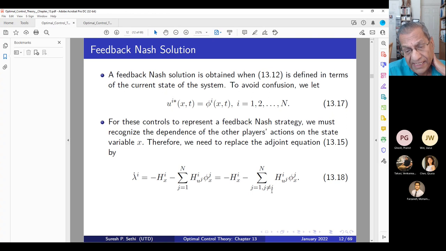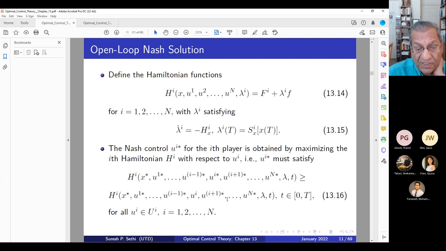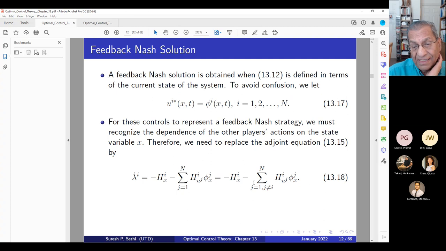I also want to say that you can write this as j not equal to i, because H sub u i is zero. Because H i sub u i is the first order condition for this Hamiltonian. So that is zero, and I can remove j not equal to i. So that one and that one are the same. You can write it this way or this way, it's up to you.